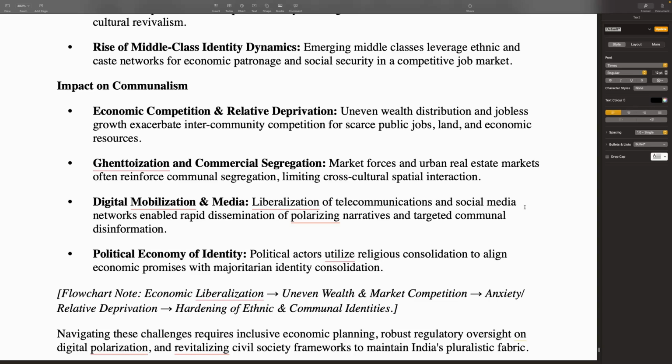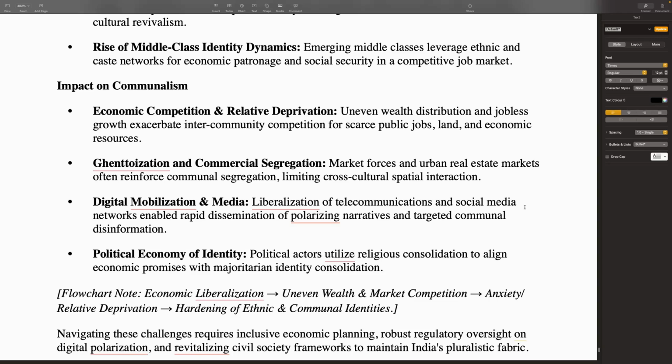Communalism. Impact on communalism. Economic competition and relative deprivation. Uneven wealth distribution and jobless growth exacerbate inter-community competition for scarce public jobs, land, and economic resources. Ghettoization and commercial segregation. Market forces and urban real estate markets often reinforce communal segregation, limiting cross-cultural spatial interaction.